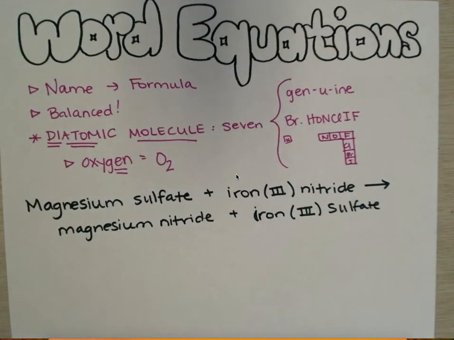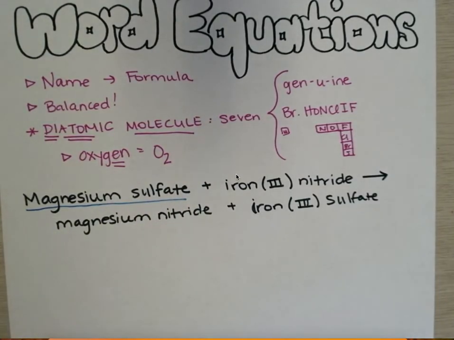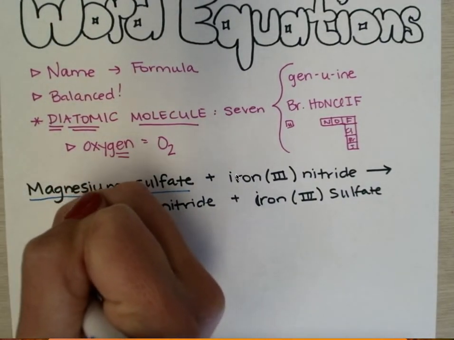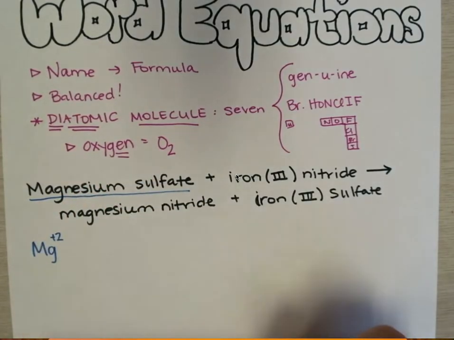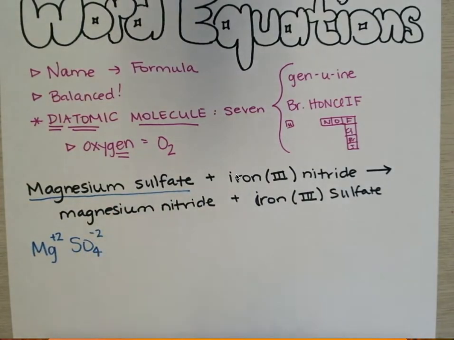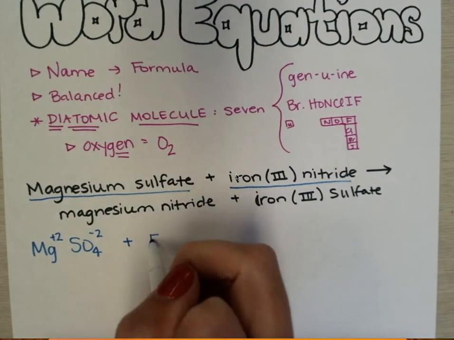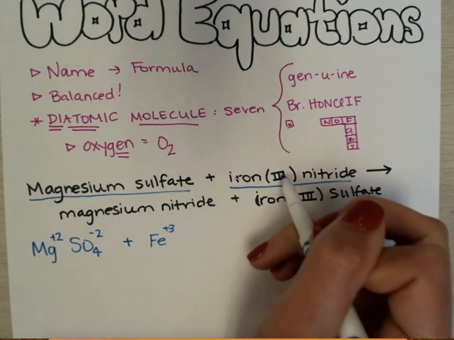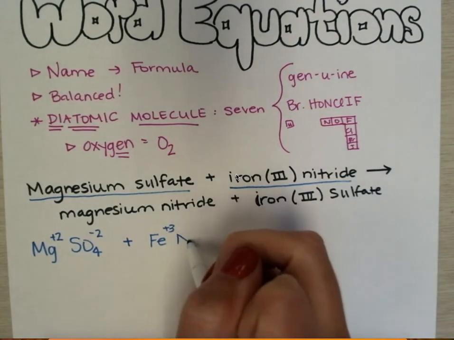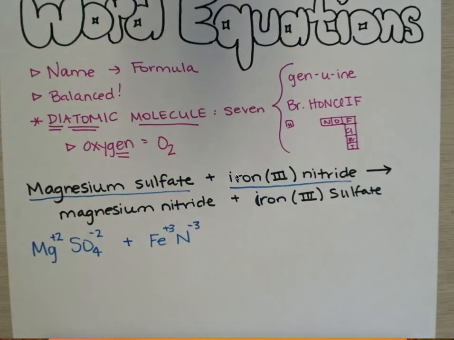So we're going to start with our reactants. Let's start with magnesium sulfate. Magnesium sulfate is Mg with a +2 charge. Sulfate is SO4 with a -2 charge. Those are even, so I'm not going to do anything. I'm going to react that with iron 3 nitride. So iron has a +3 because the Roman numeral told me so. And nitride is just a nitrogen with a -3. Those are nice and even and balanced.